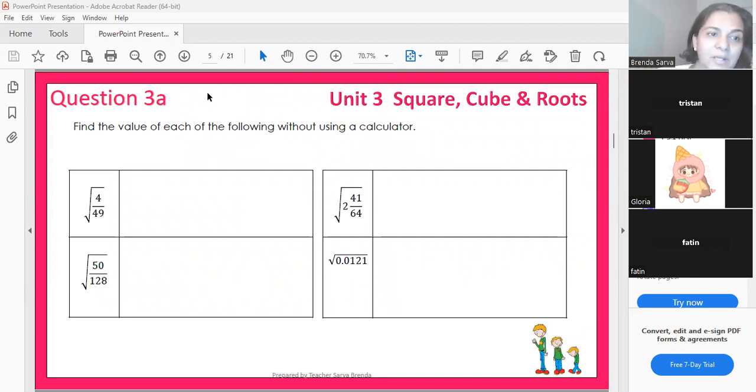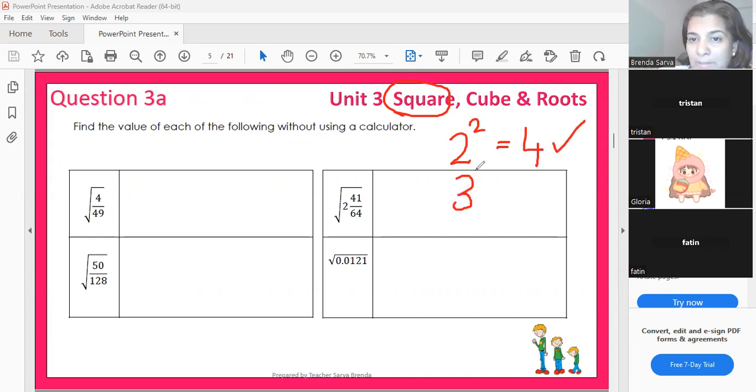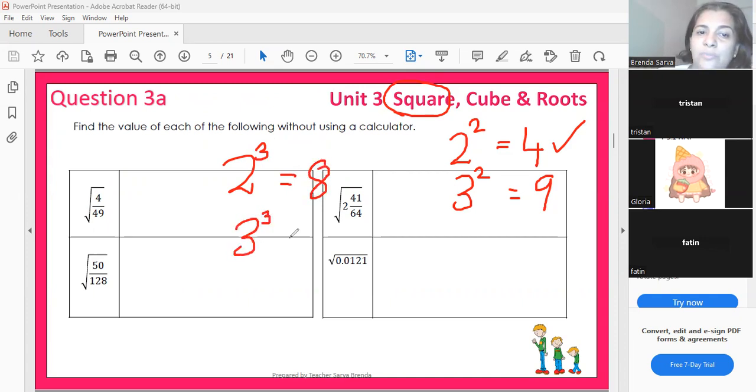Macam mana? All right. I'm sure you know the basics of what is square. For example, 2 to the power of 2 is 2 squared. It's 4. This is called a perfect square. 3 squared is 3 times 3, bukan 3 times 2. You know, this is 9. What about 2 cube? That means 2 times 2 times 2, and that's 8. What about 3 cube? 3 cube is 3 times 3 times 3, and that's 27.